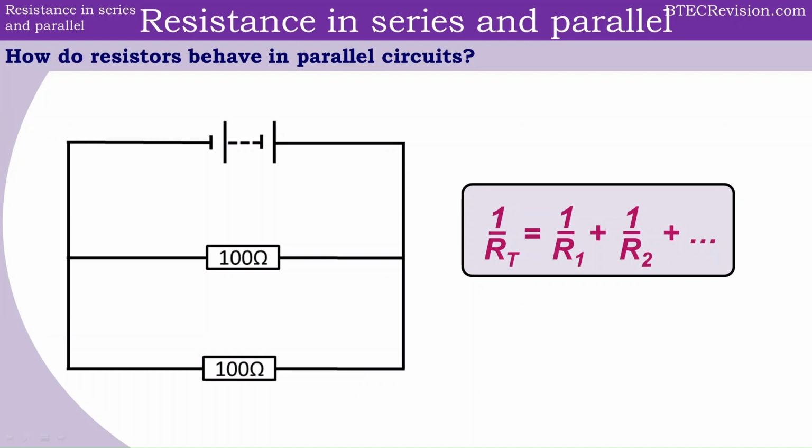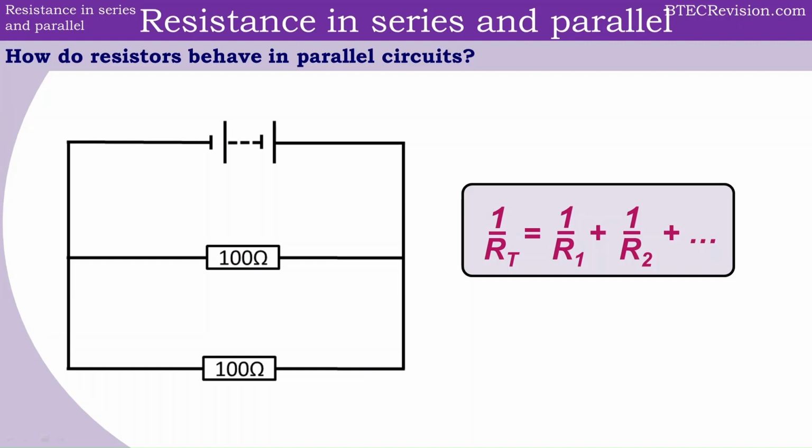So we can use this formula to calculate the resistance in parallel circuits. Here, 1 over RT, which is the total resistance, is equal to 1 over R1 plus 1 over R2 plus so on, depending upon how many resistors there are.